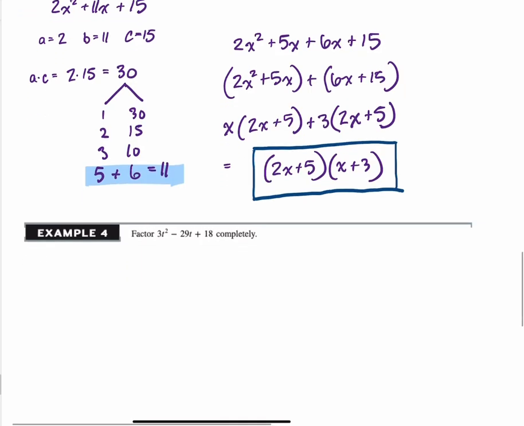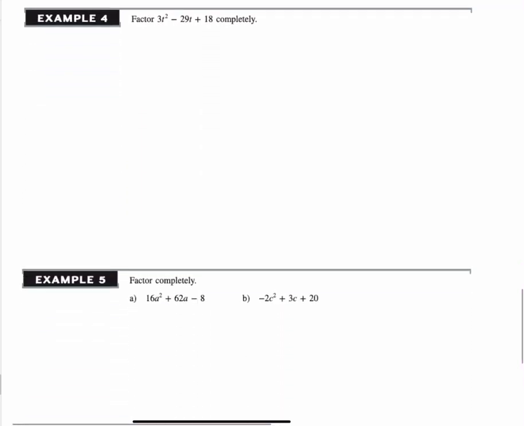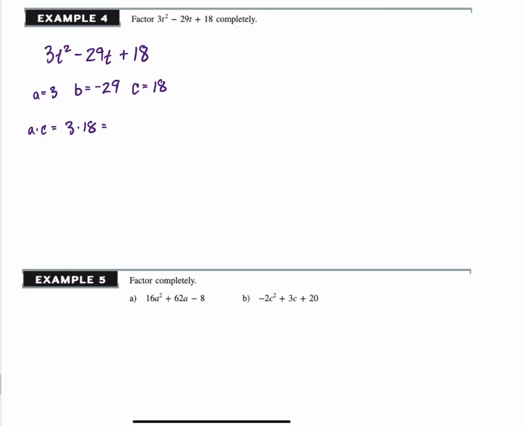Alright, let's keep going, get some more practice. Example 4 gives us 3t squared minus 29t plus 18. So our a term is 3, our b term is negative 29, and our c term is 18. So let's do a times c. That will be 3 times 18, which is 54.